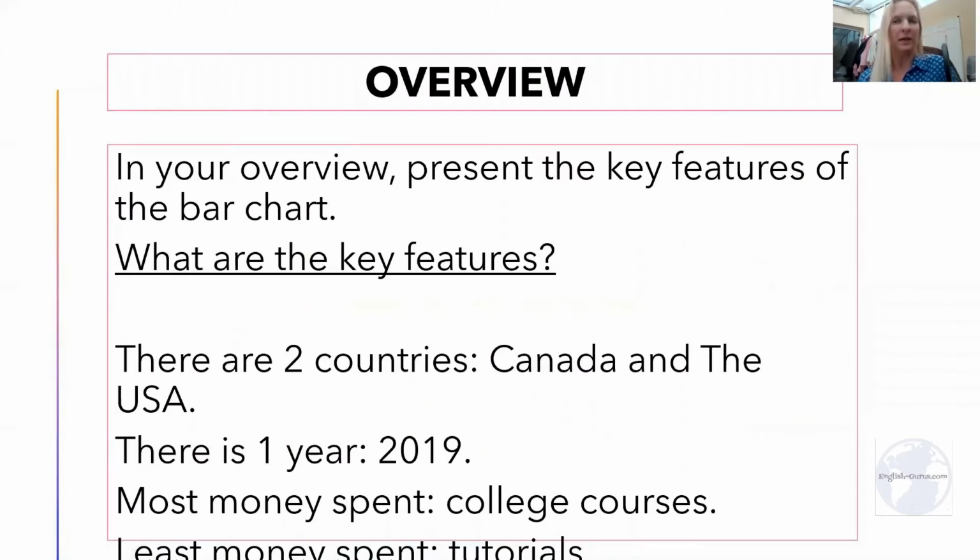Okay, let's turn now to the overview. What is the overview? It is the summary of the graph itself. It's necessary for the IELTS exam. You must write an overview, and the overview includes all of the key features of the bar chart, but not in numerical detail. So in this case, do you remember what the key features are? Well, we have the two countries, Canada and the United States. We have the year, 2019. Most money was spent on college courses. The least money was spent on tutorials. So that is our key information, and that's what we want to include in the overview.